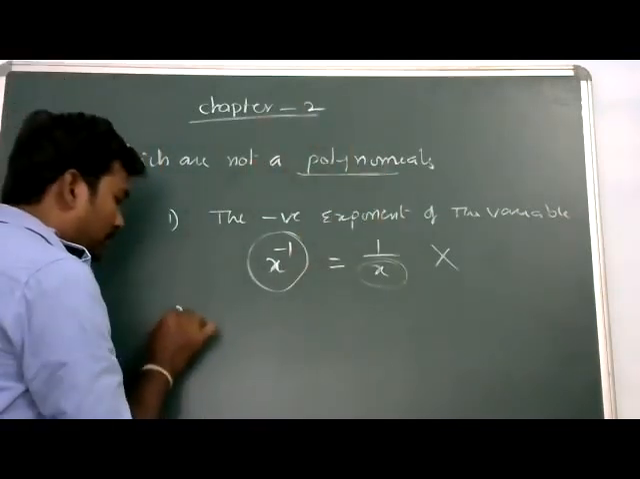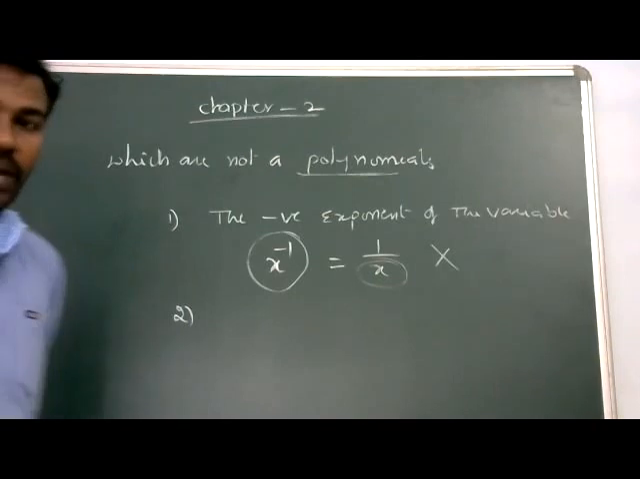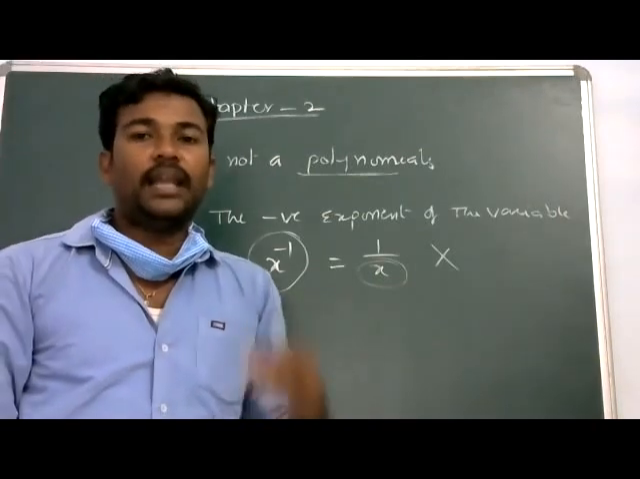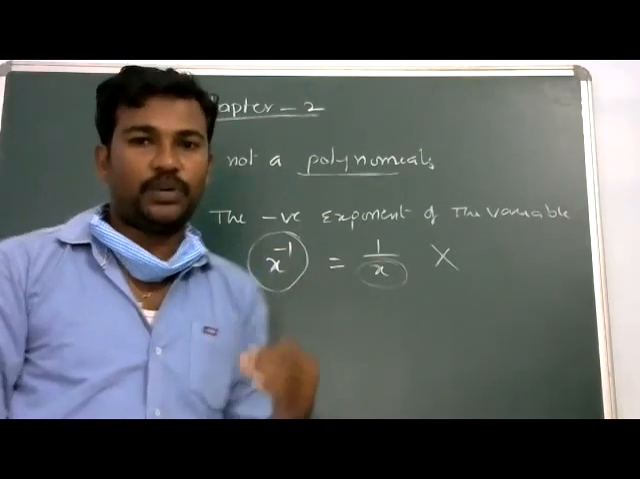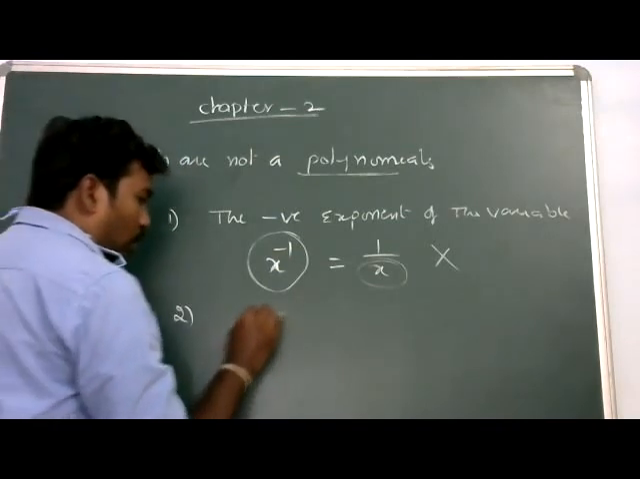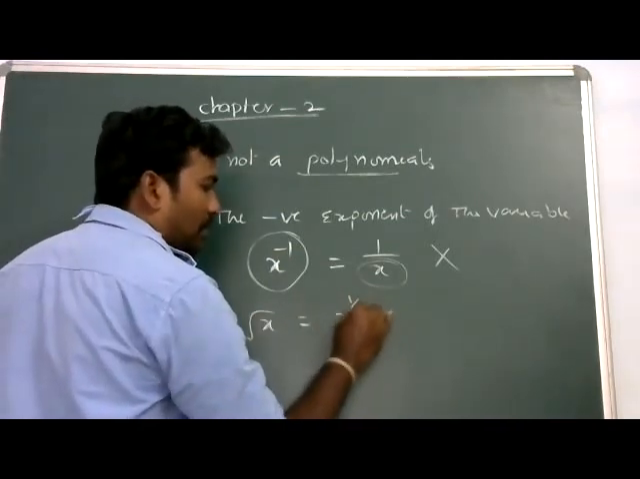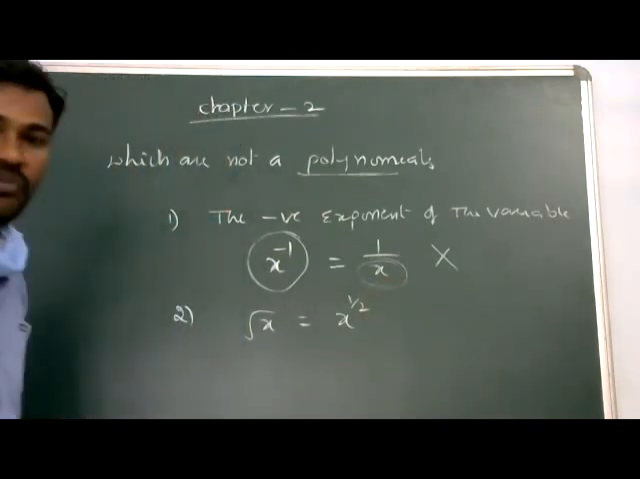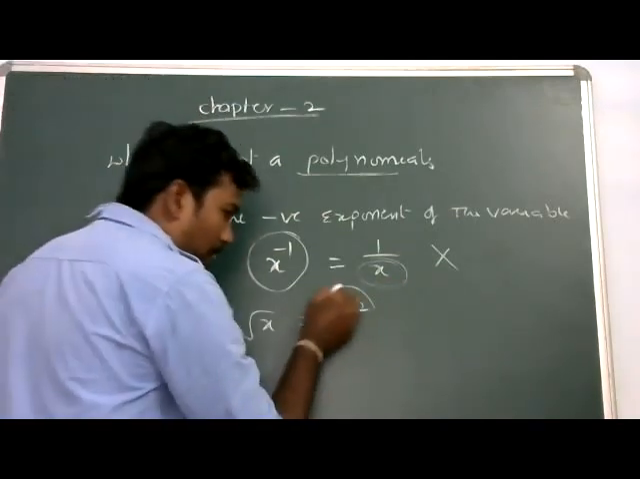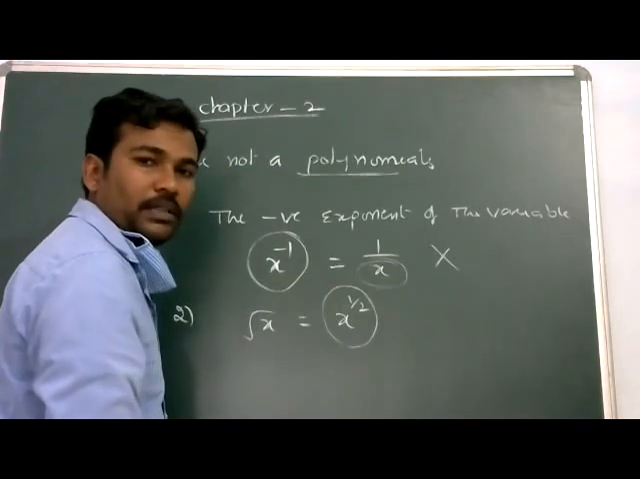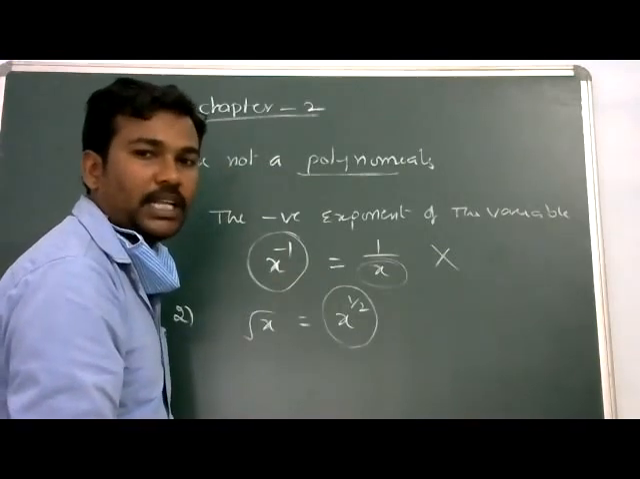Case 2 now. When the variable has a fractional exponent. Suppose root x, you can write it as x power 1 by 2. Root x can be written as x power 1 by 2. Here you can see the variable contains a fractional exponent.